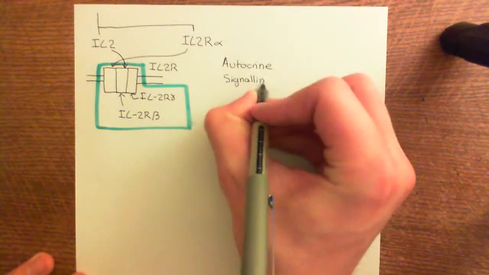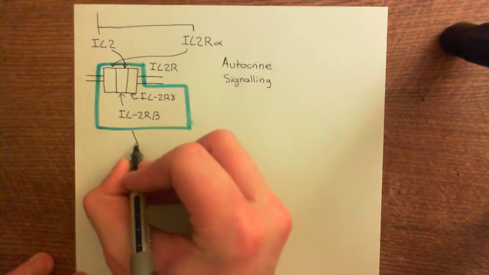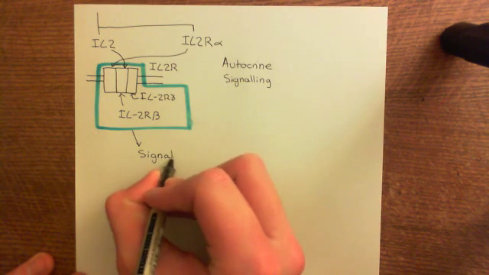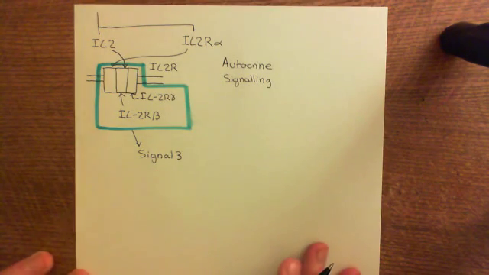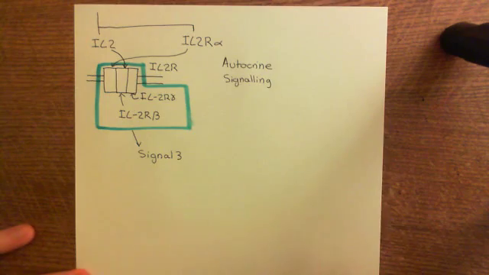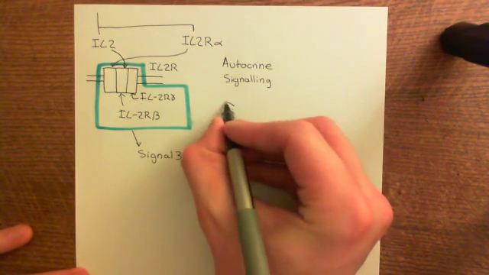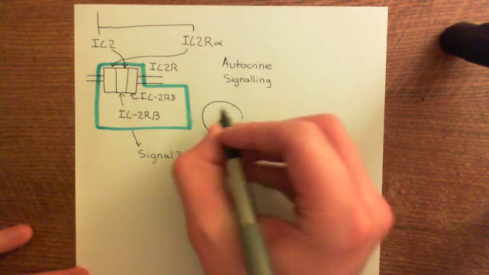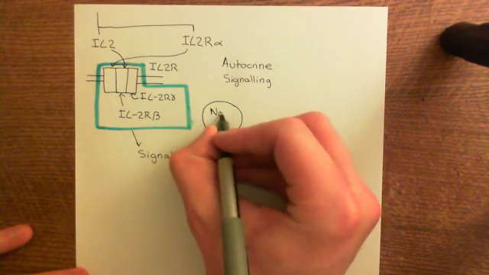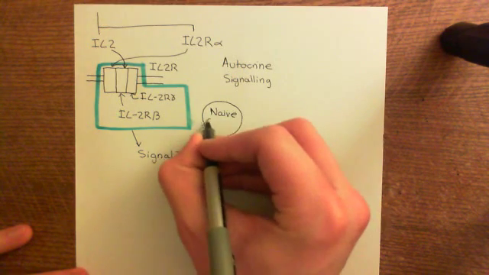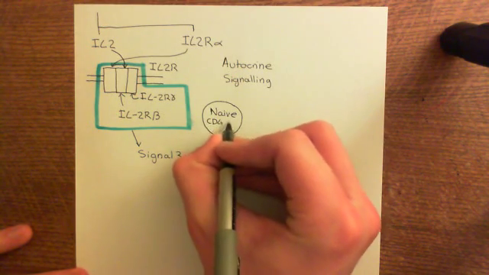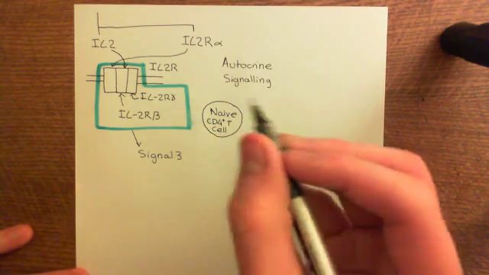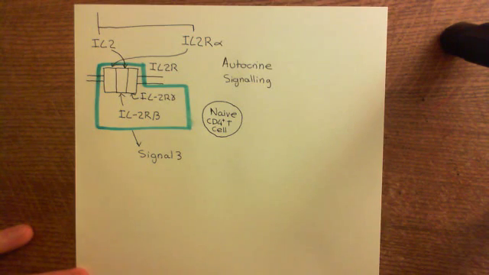Okay, and what this then does is send signal 3 to the T cell, and now the T cell is going to undergo full-on activation. So what's going to happen to this naive CD4 positive T cell once it has received signal 3? At the moment we still have a single naive CD4 positive T cell which is still sitting within the lymph node, in either the cortex or the paracortex of the lymph node.